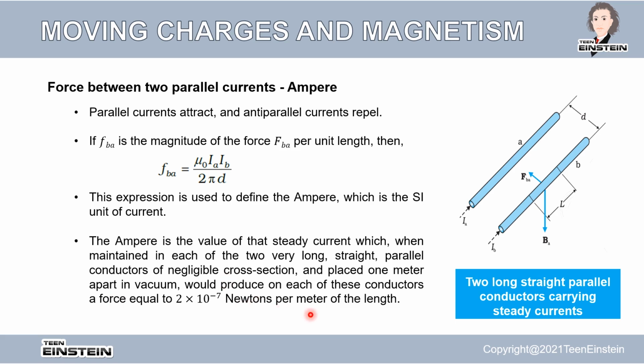So we are using this formula to find out what an ampere is. If the distance is 1 unit, and we know the value of mu 0, let's substitute it. Then if I_A and I_B are also 1, the value of F_BA should be 2 multiplied by 10 power minus 7 newton per meter. So this much force will be produced if both wires carry 1 ampere of current. By using this, we can define the value of 1 ampere.